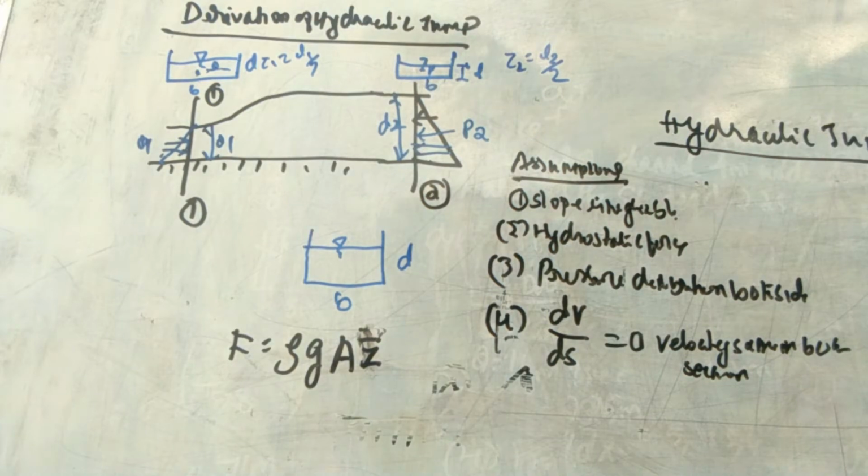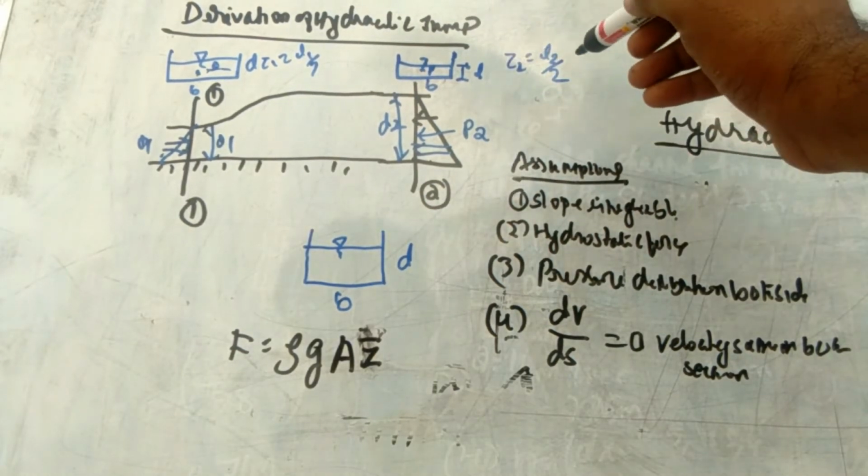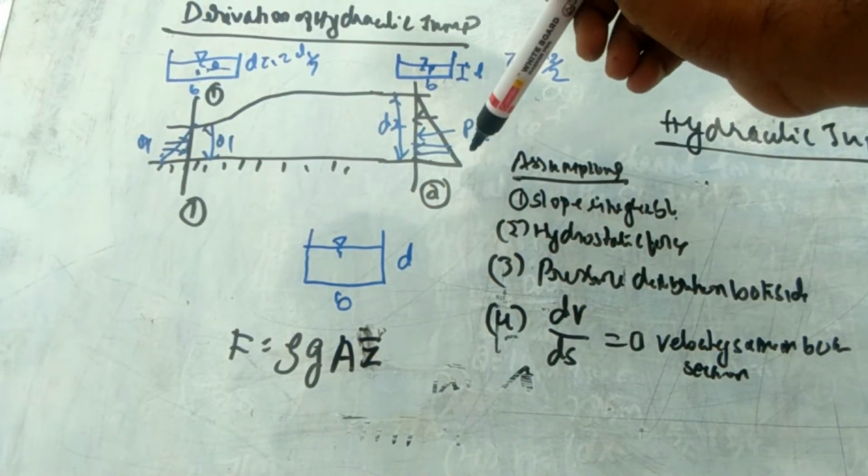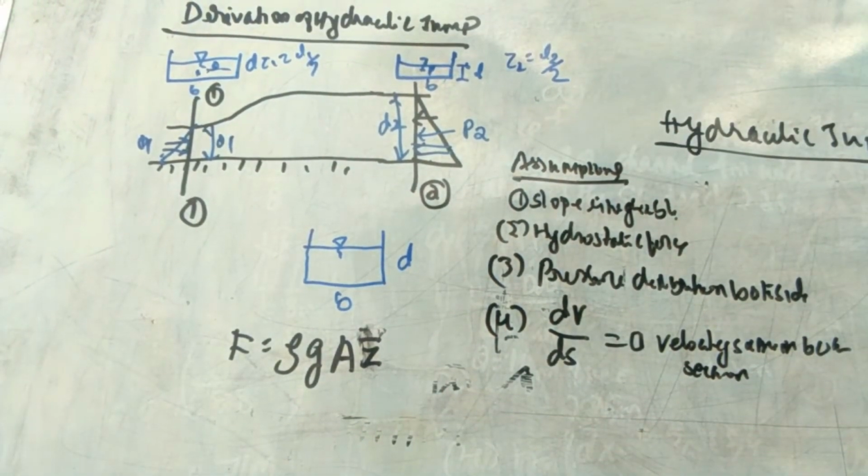So for depth d, the center of pressure is z1 equal to d1 by 2 in section 1, and in section 2, z2 is equal to d2 by 2. Two pressures are acting: p1 in this direction, and in the opposite direction p2. The assumptions we consider are that the slope is negligible, hydrostatic forces and the pressure distribution diagram on both sides are considered, and the velocity is the same in both sections, so there is no acceleration.